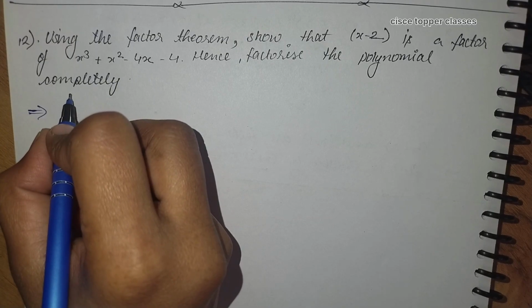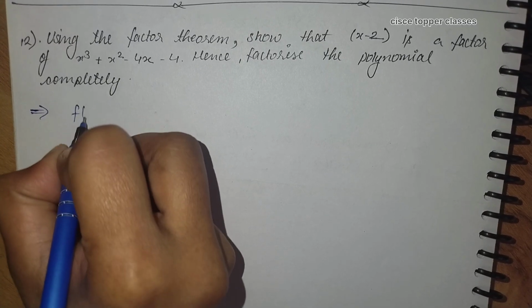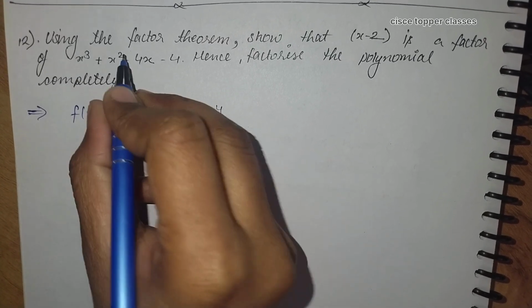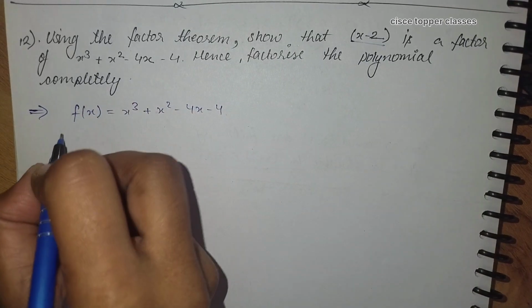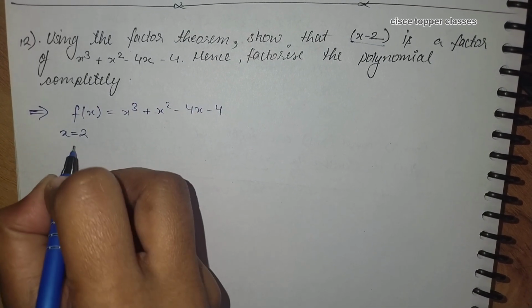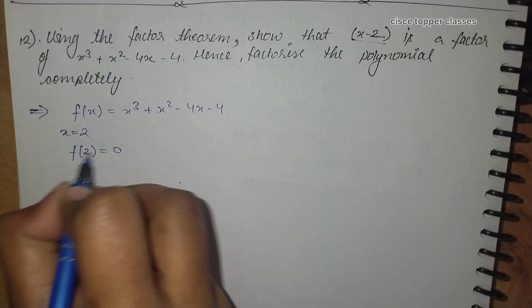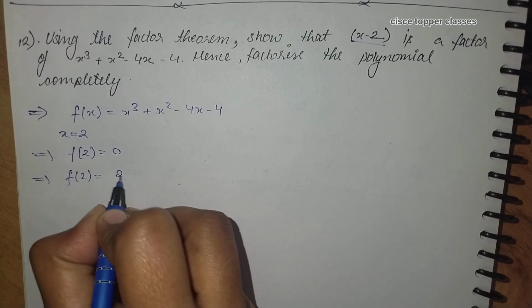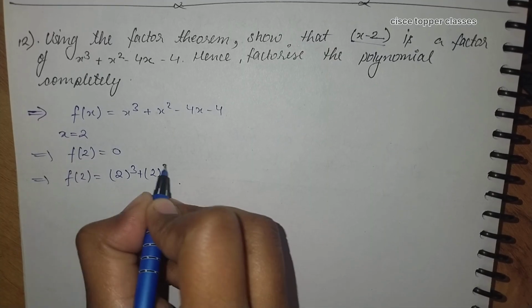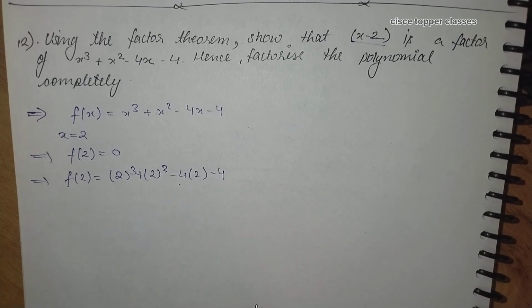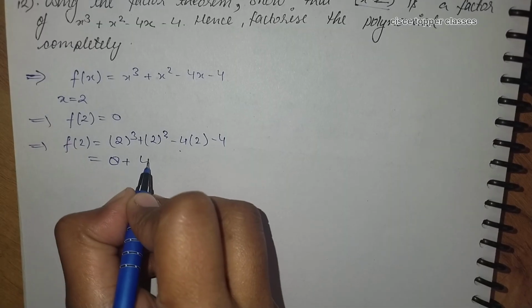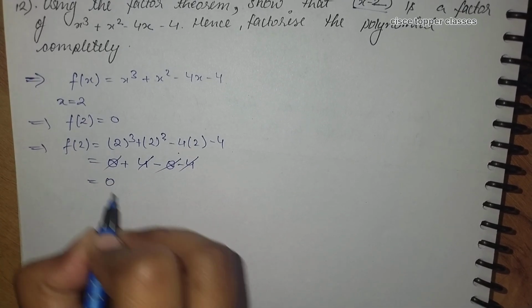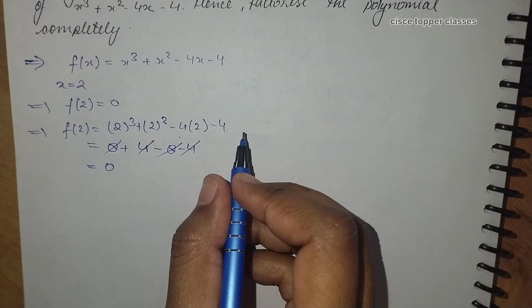So factorizing the polynomial, here f(x) we are letting as x cube plus x square minus 4x minus 4. By factor theorem, we have to prove x minus 2 is a factor. So if we put x equal to 2 in this f(x) equation, that should be equal to 0. So f(2) is 2 whole cube plus 2 whole square minus 4 into 2 minus 4. That will become 8 plus 4 minus 8 minus 4. So this will cancel out and we are getting 0. Hence proved that x minus 2 is a factor of this f(x).